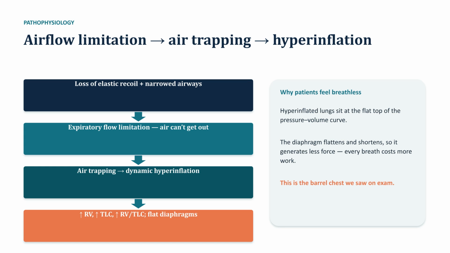As airways narrow and lung recoil is lost, air becomes trapped, leading to dynamic hyperinflation. This increases residual volume and forces the chest into a permanent state of expansion. This mechanical disadvantage directly contributes to the severe dyspnea our patients experience.